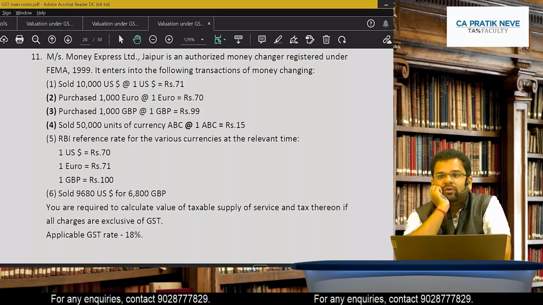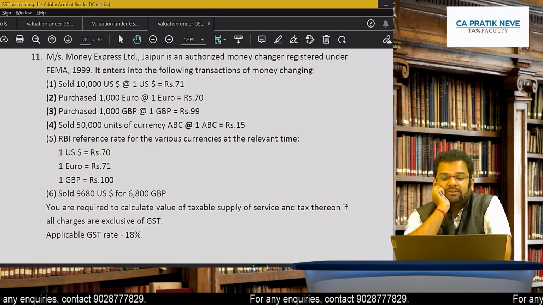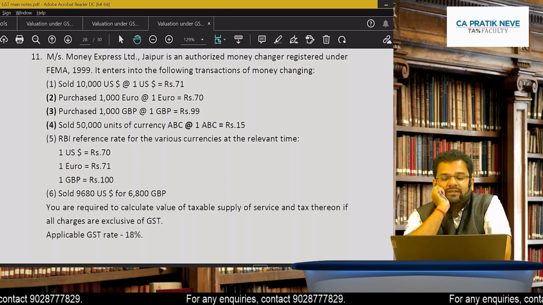Yes sir, okay. Messrs Money Express Limited Jaipur is an authorized money changer registered under FEMA. It enters into the following transactions of money changing.